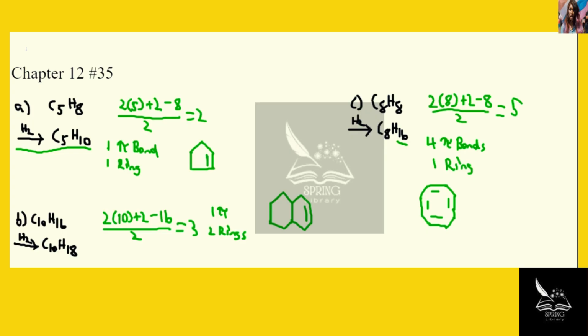And again, I think that the way to approach this problem is to calculate the hydrogen deficiency index for each formula, then use the hydrogenation data to determine how many pi bonds are in each of these molecules, subtract that number of pi bonds from the total HDI to get the number of rings, and then just draw a structure that fulfills all of those requirements. And that's the answer to Chapter 12, problem number 35.